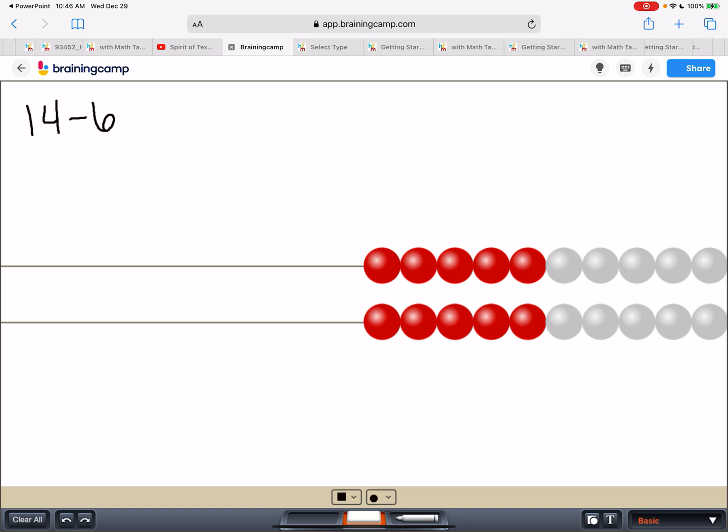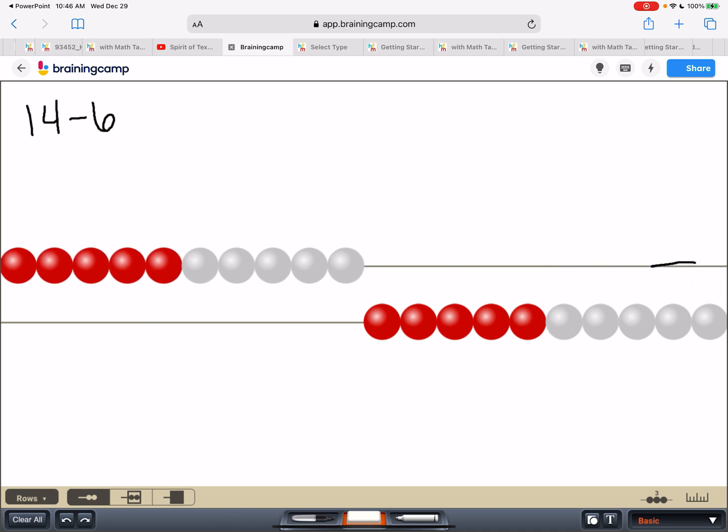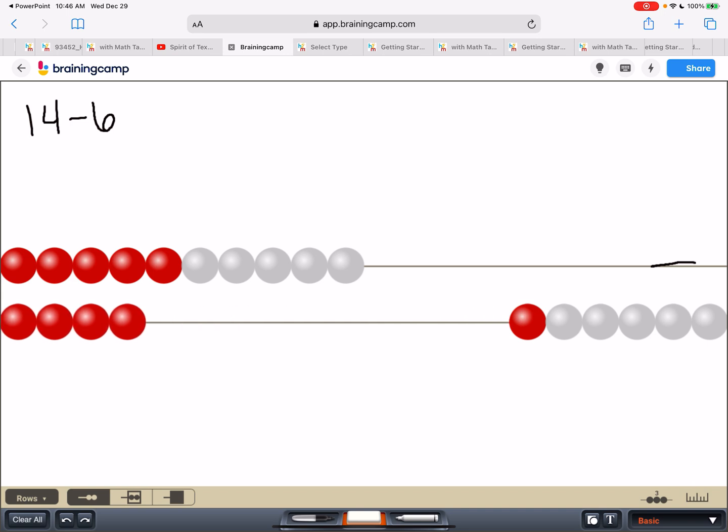And the way we're going to do that is we're going to move over 10 beads on the top, and we're going to move over 4 beads on the bottom because we're going to start with that 14. So to use get to 10, the object is that we want to get our 14 to 10 first. And what we're doing is we're subtracting 6.